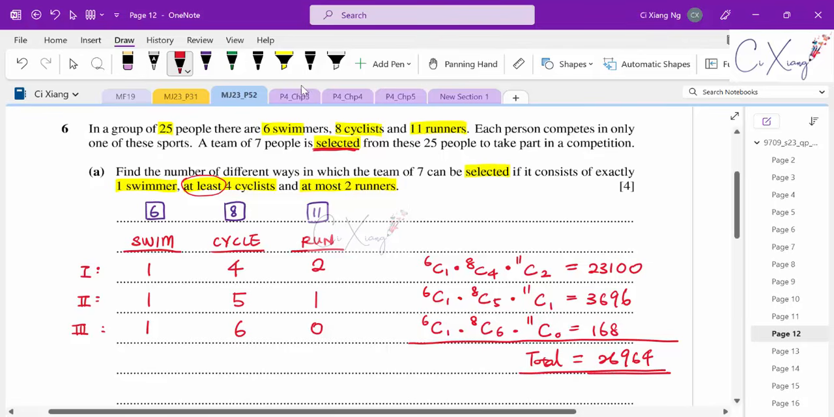So this is the total number of ways that we can select to form a team with 7 members with these restrictions fulfilled. This is what I have for 6A. Let's proceed to 6B.